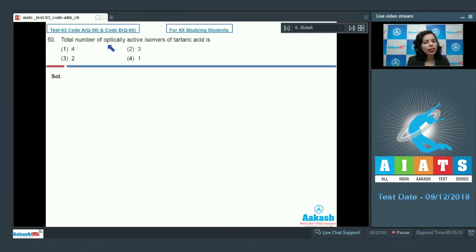Question number 50. Total number of optically active isomers of tartaric acid is. We have different options given here, and we should know that tartaric acid is an optically active compound. To identify the optically active isomers of tartaric acid, we have to draw its Fischer projections. So let's draw its Fischer projections.